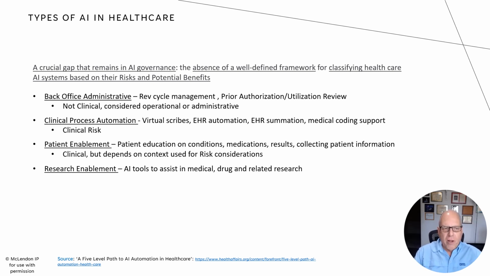Back office administrative type systems. That would be like revenue cycle management, so managing, say, denials or the billing process. Prior authorization and utilization review is a back office administrative type AI application. They're not clinical, and they're considered either operational or administrative. I didn't know which word to choose. They either run your operations or they're part of your administrative suite of duties that your organization has to perform. So that's one class or type of AI.